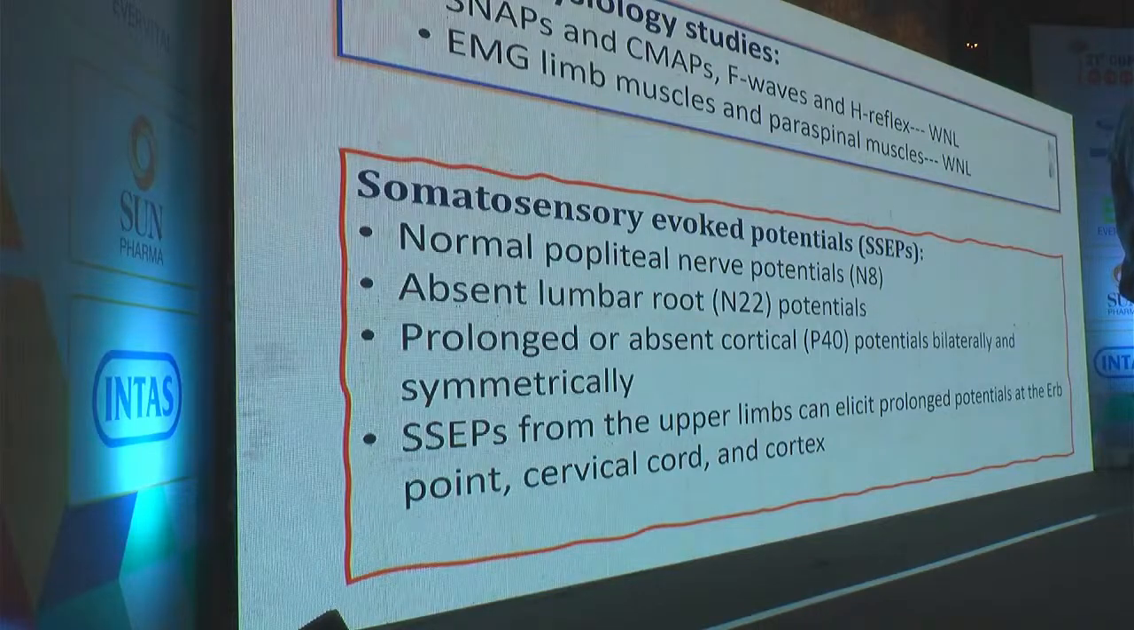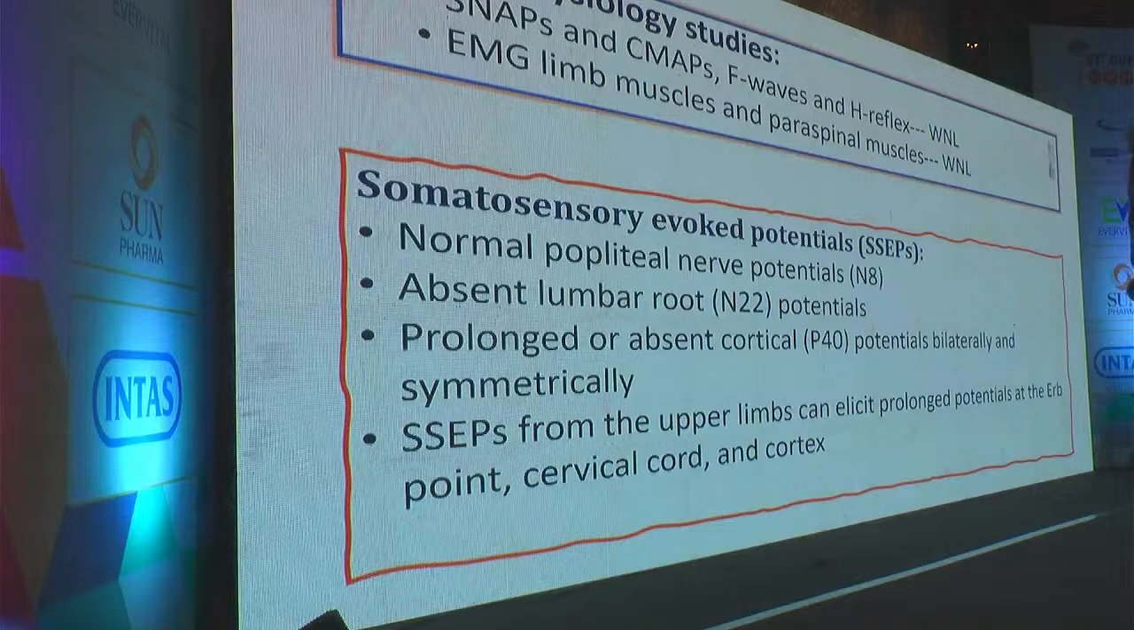So nerve conduction studies will be normal, EMG will be normal. Here the SSCP will be absolutely needed for the diagnosis. From lower limb SSCP, the popliteal nerve potential will be normal, which indicates distal nerve segment functioning. The lumbar roots N22 will be absent or grossly prolonged, while cortical responses will be prolonged or absent.